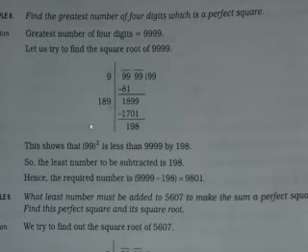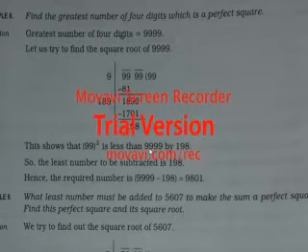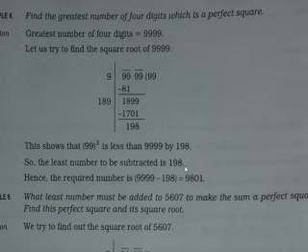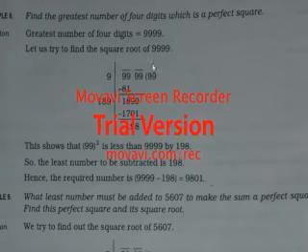Okay, is it clear to everyone? I hope this is clear to everyone. This shows that 99 square is less than 9999 by 198. So the least number to be subtracted is 198. Hence the required number is 9999 minus 198, that is 9801, and its square root is 99.